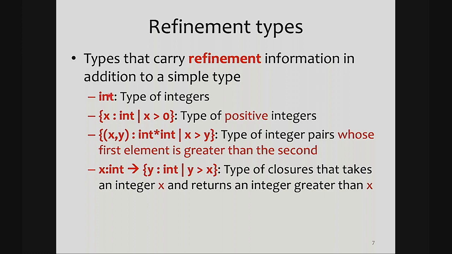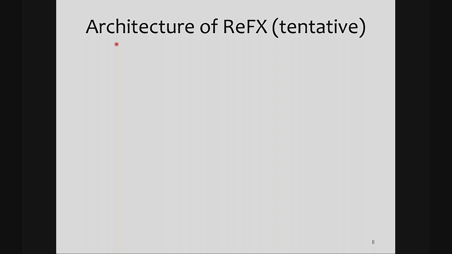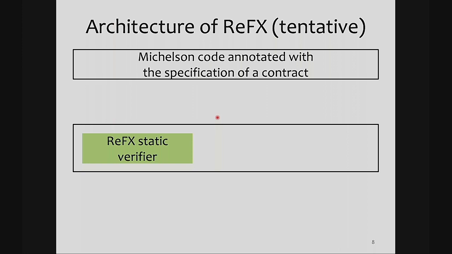So our verifier takes a Michelson code that is annotated with the specification of a contract, which means the annotation is given as refinement types that express a functional property. So, for example, in the boomerang case, it expresses that it gives back the money that is received. Then this annotated contract is passed to the ReFX static verifier.